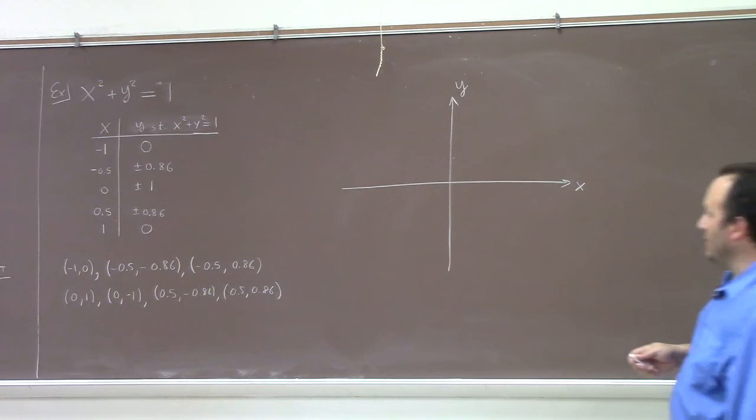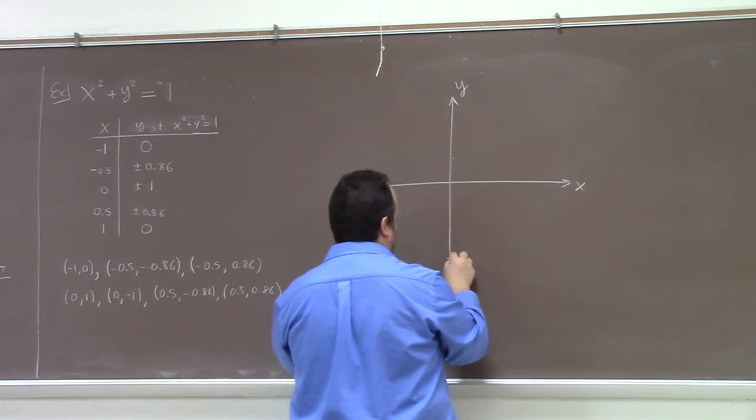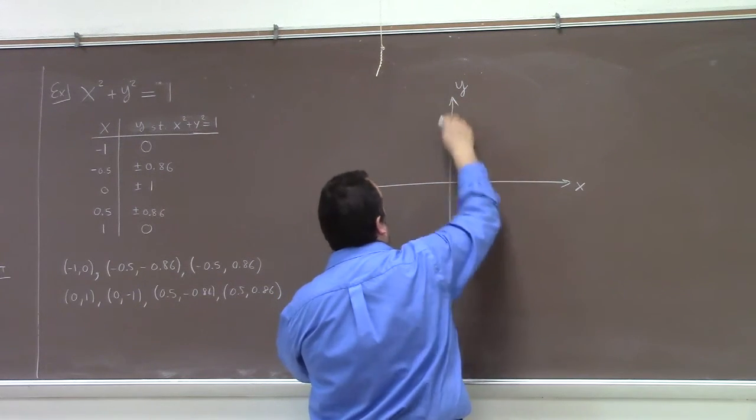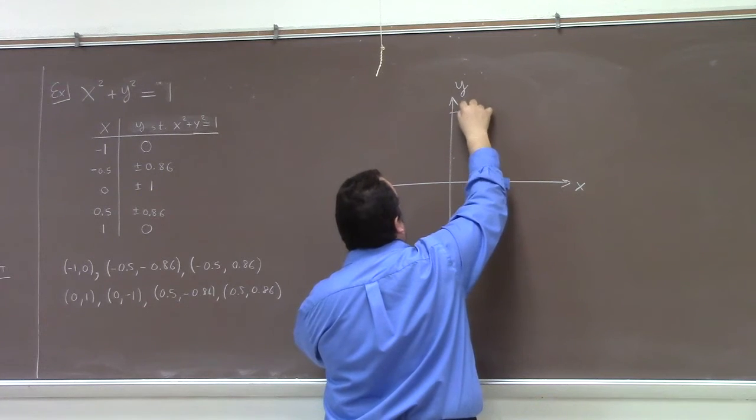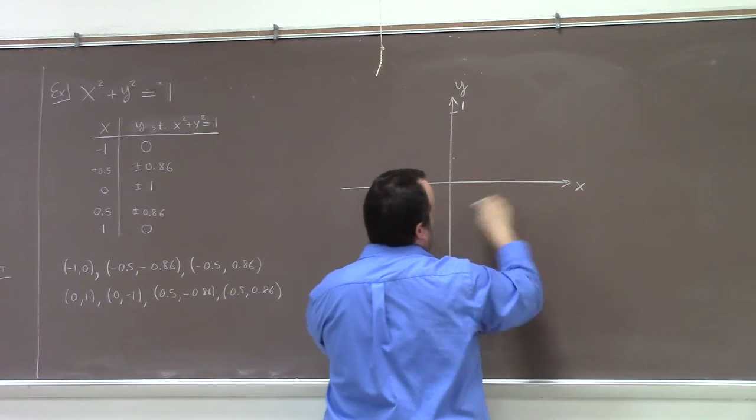But let's see here. I'm going to make minus 1 down here. I'm going to make, let's see here, I'll try to use 1 up here. I'll try to do it somewhat carefully. So 1's over here.